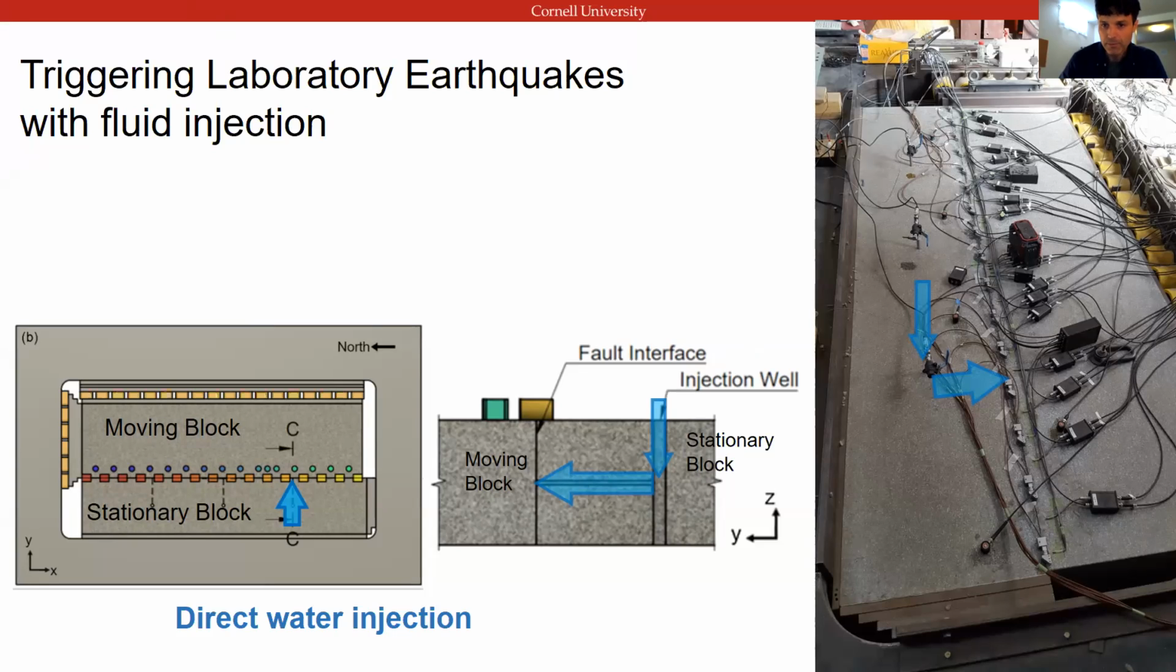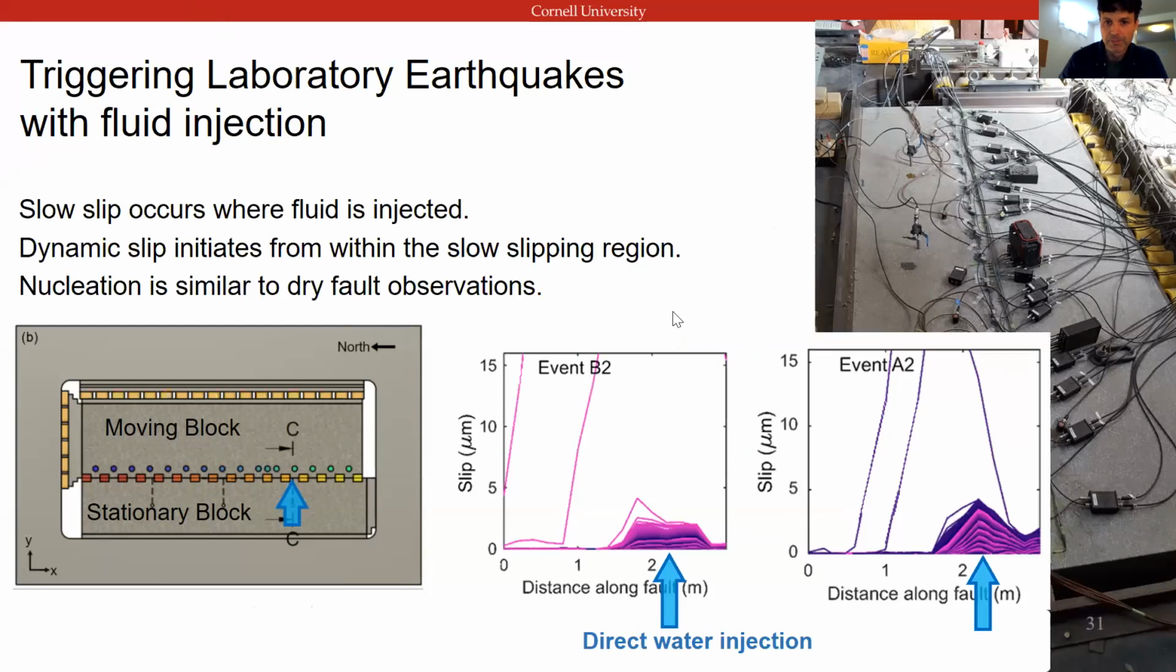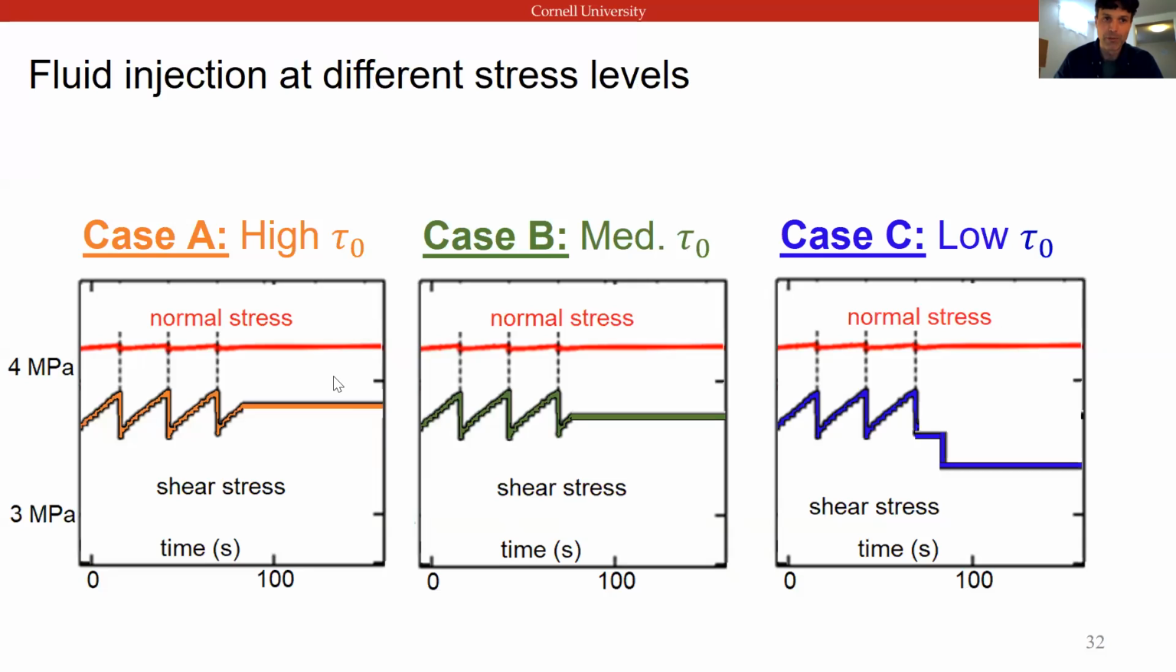And that's pretty cool. We can draw diagrams from events that occurred due to fluid injection, and sure enough, they nucleate, or they're slow slipping, right where we're injecting fluid, and then they go dynamic from there. But with fluid injection, we can do some things that are kind of cool.